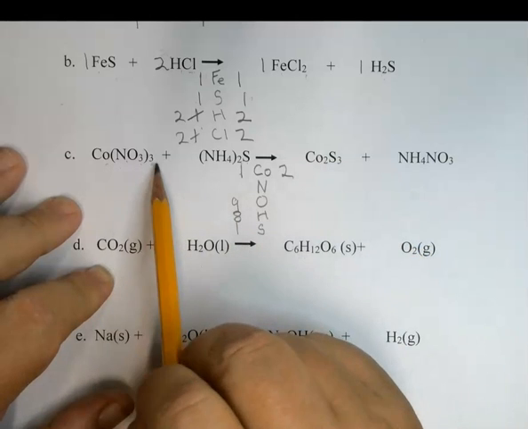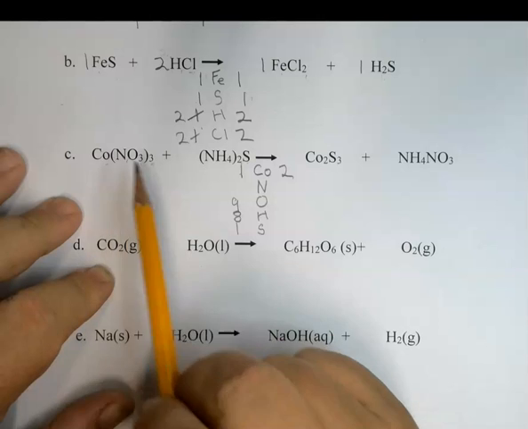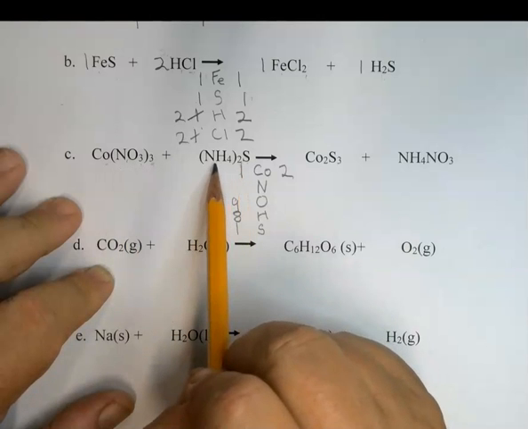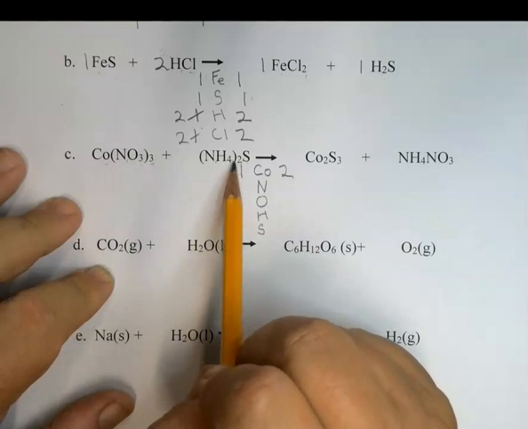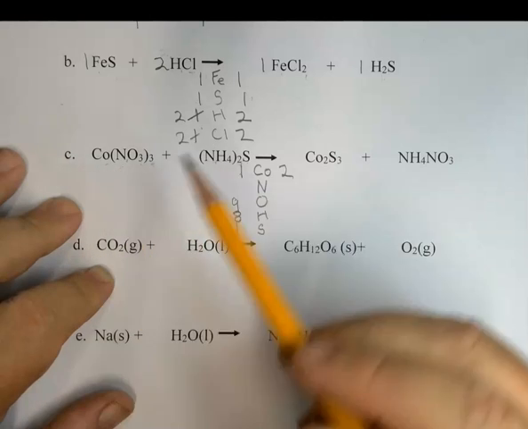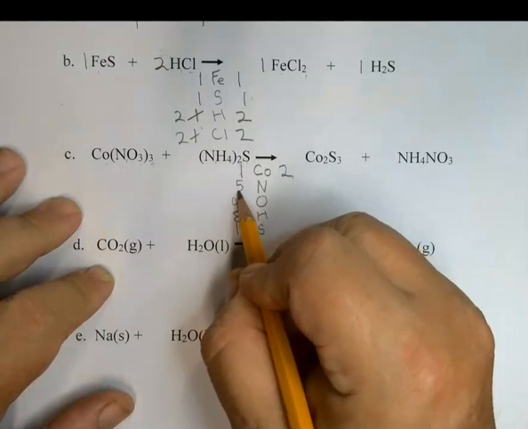And now the nitrogen is going to be 3 times 1 is 3. Then you have to go over here, and you have 2 times 1 is 2. So you have 2 over here, 3 over here. That gives you 5 nitrogens.